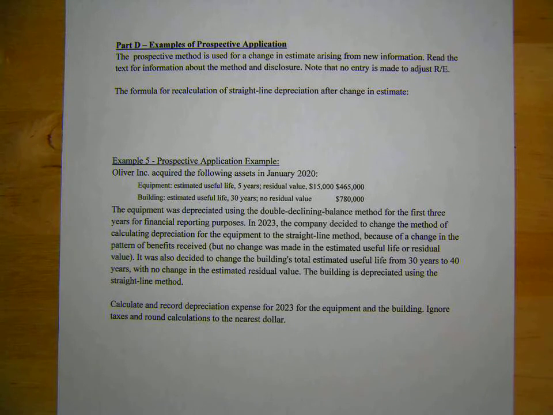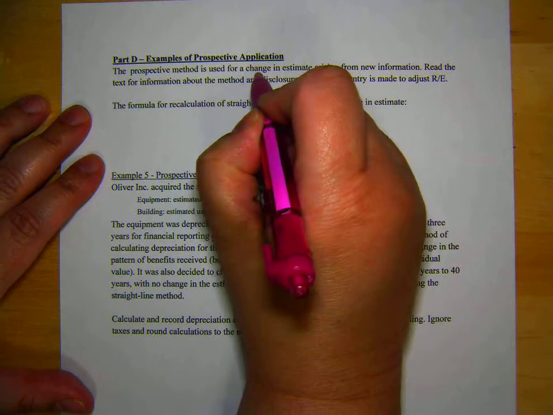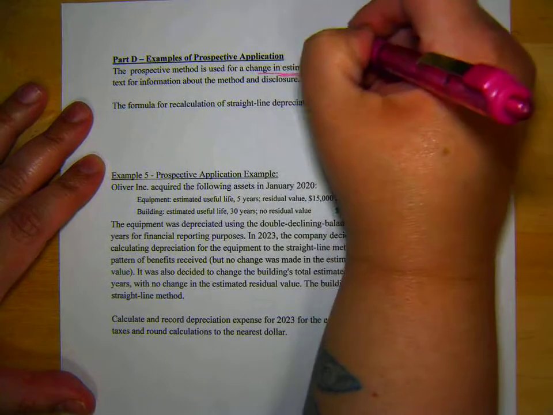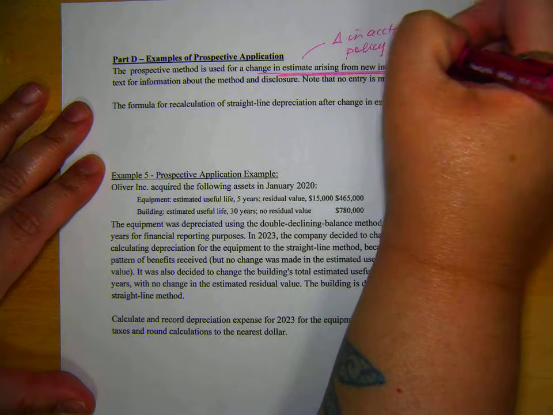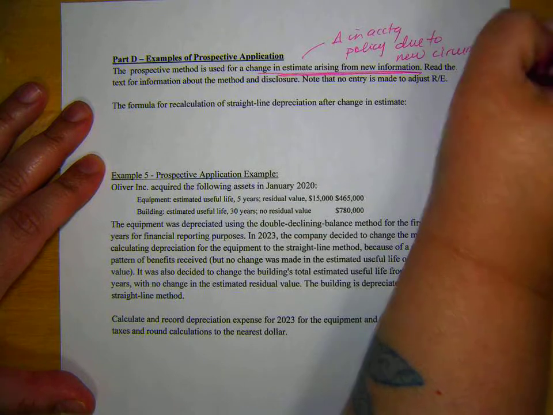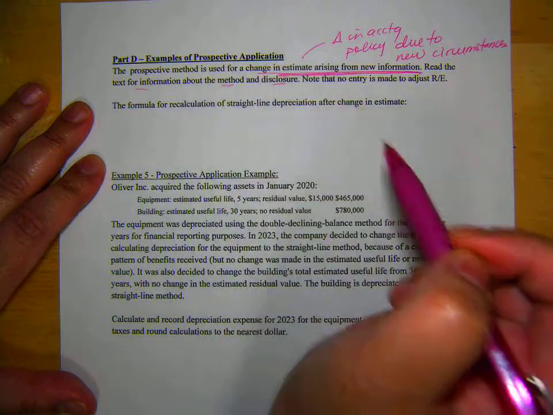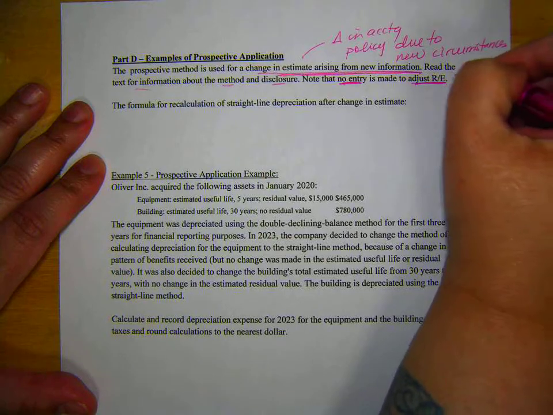So, welcome back to Chapter 21. We are doing Part D. We are looking at prospective application now. And remember, prospective application is for a change in estimate arising from new information, or it could be a change in accounting policy due to new circumstances. You can read the text for information about the method and disclosure. No entry is made to adjust retained earnings because it's just going forward.